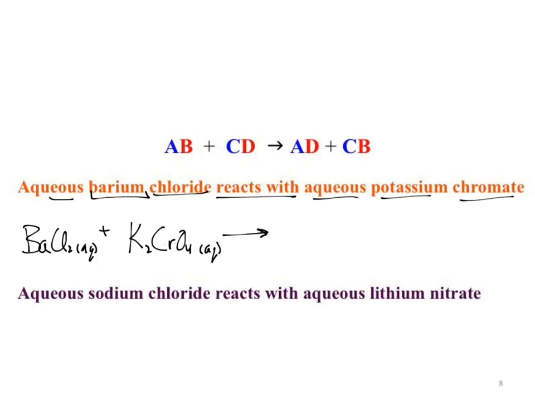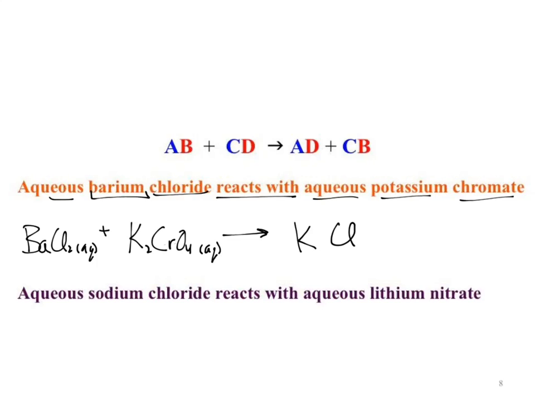Okay? This one you are fully expected to be able to predict your products. So what happens? We're going to switch our ions. So our barium will exchange places with the potassium. So our potassium is now going to be bound to chloride. What's our formula for chloride? Cl. What about the 2?